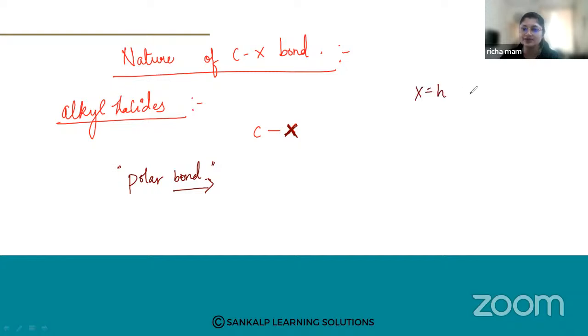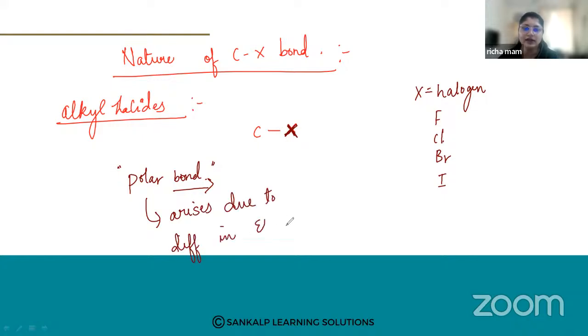Now what is X? X is a halogen. What are the halogens? So fluorine, chlorine, bromine, iodine. Okay, so these are the halogens. So whenever there is a presence of halogen atom, as you know, halogens are highly electronegative. Polar bond, what polar bond? It arises due to difference in electronegativity. So why the polar bond arises? It arises due to the difference in electronegativity.